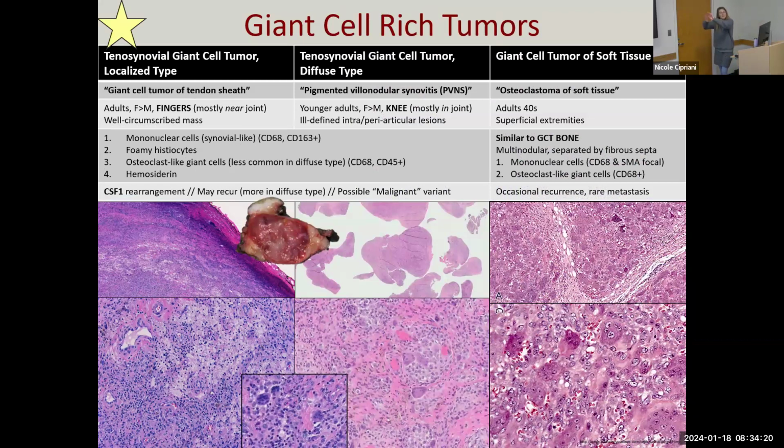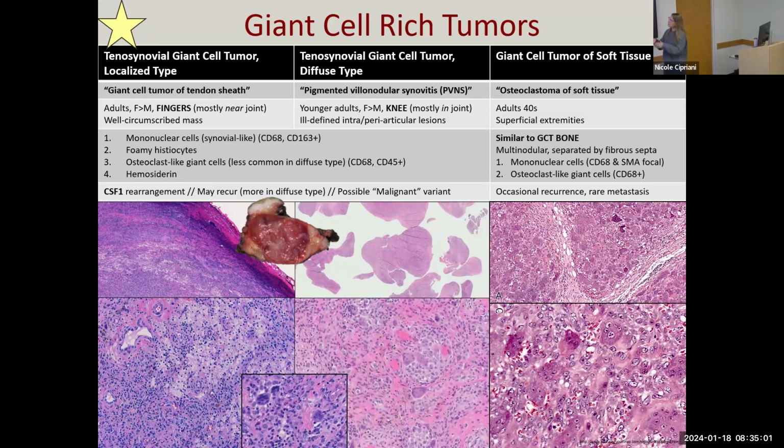So in this giant cell rich tumor kind of thought process, right? What are the giant cell rich tumors that we can see in the soft tissue? Mostly, we're gonna see them around joints, right? So the true tenosynovial giant cell tumors with the characteristic giant cells, plump mononuclear cells, foamy histiocytes, hemosiderin, right? These are gonna be either localized, used to be called GCT tendon sheath, usually in the fingers, or used to be called PVNS, diffusely coating the joints, more often larger joints like knee, elbow, whatever.